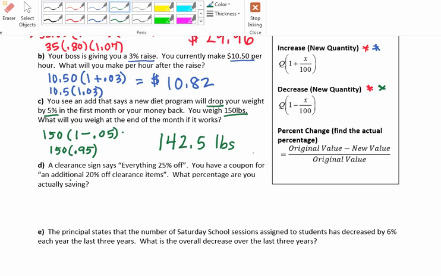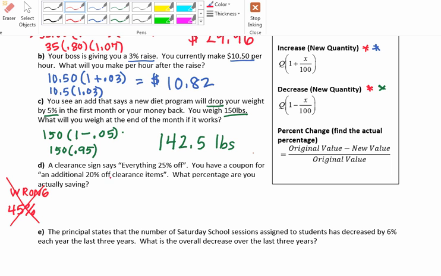So what about D? A clearance sign says everything is 25% off. You have a coupon for an additional 20% off of clearance items. What percentage are you actually saving? Now, I'm going to tell you right now that the wrong answer is 45%. That's what a lot of people would say. Okay, that is the wrong answer.